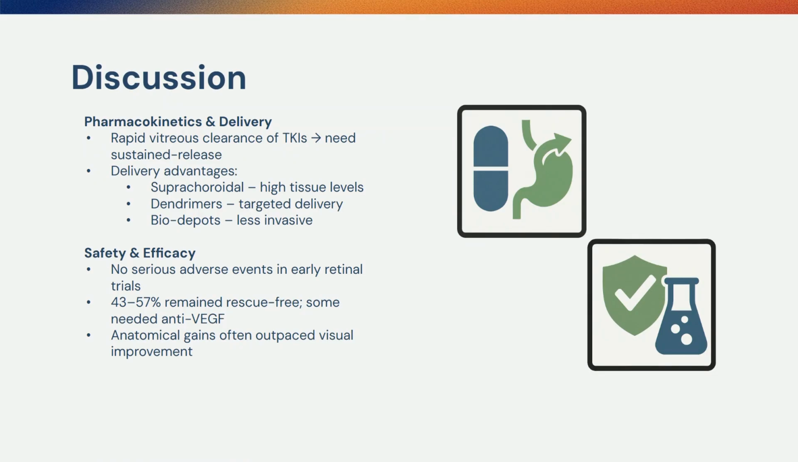All right, so discussion, pharmacokinetics, TKIs, rapid vitreous clearance. So, it's a small molecule, it gets taken out easily. You have to have it in a sustained release package. There's different methods of doing that. There can be an implant. I didn't talk about the implant, but there's actually an implant that people put in the eye that delivers a continuous drug delivery model. Suprachoroidal, like we talked about, biodepots, all that good stuff.